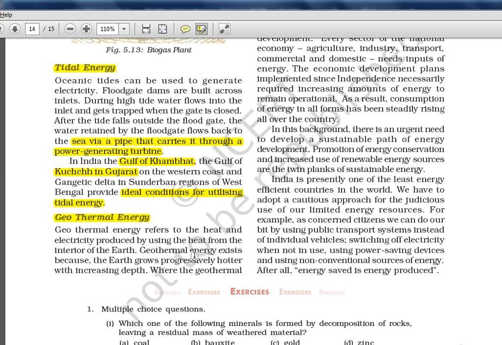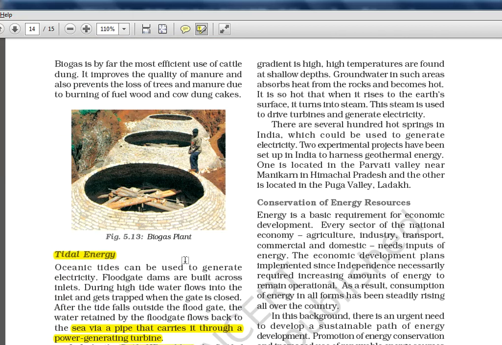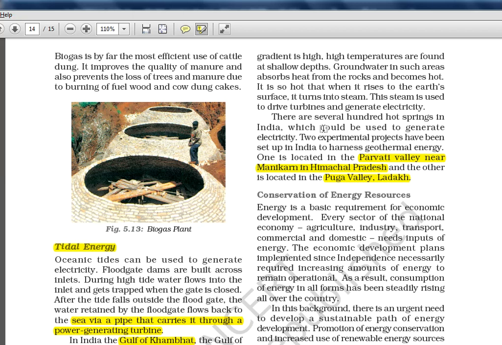Geothermal energy, I'm not sure which are the places, but you need the place where these hot springs are there. Okay, hot springs are rising. So here they have given Puga Valley in Ladakh, Parvati Valley near Manikaran in Himachal Pradesh. So these are places where geothermal energy can be tapped. So other than location, I don't think much things are important. There are a lot of hot springs there, but I don't know up to what extent it can be used for generating electricity. Okay, in Karnataka and all, it's there. Sorry, I mean in Kashmir and all, it's there.